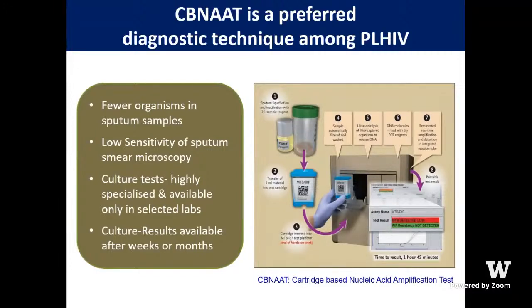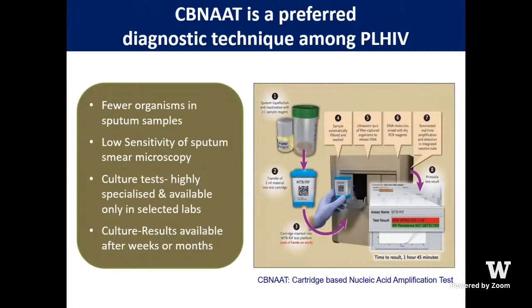The CBNAAT or TrueNat is far ahead of the conventional sputum examination. Sputum smear microscopy is low sensitivity, which is there already, I've told you. Cultures are available only in selected labs. They need high expertise and take a long turnaround time. They are available only after weeks or months, and the clinician is not able to act on it. So he gets it late.